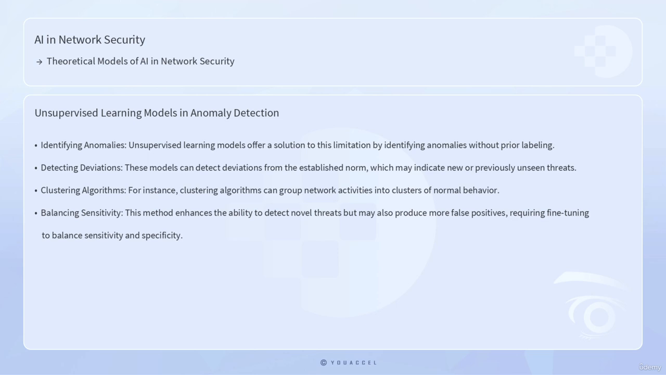For instance, clustering algorithms can group network activities into clusters of normal behavior. Any deviation from these clusters could suggest an anomaly, prompting further security checks. This method enhances the ability to detect novel threats but may also produce more false positives, requiring fine-tuning to balance sensitivity and specificity.